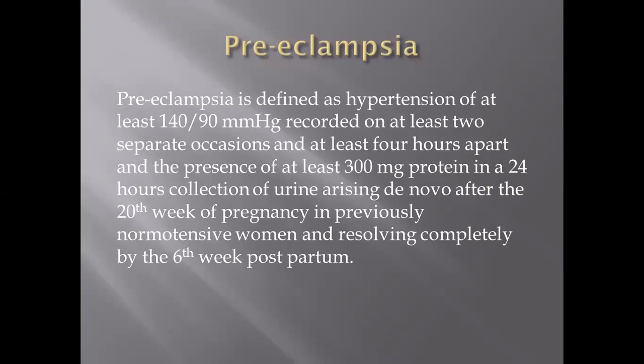Third is preeclampsia. Preeclampsia is defined as hypertension of at least 140 by 90 millimeters of mercury recorded on at least two separate occasions at least 4 hours apart, and the presence of at least 300 milligrams of protein in a 24-hour urine collection, arising de novo after the 20th week of pregnancy in previously normotensive women and resolving completely by 6 weeks postpartum.